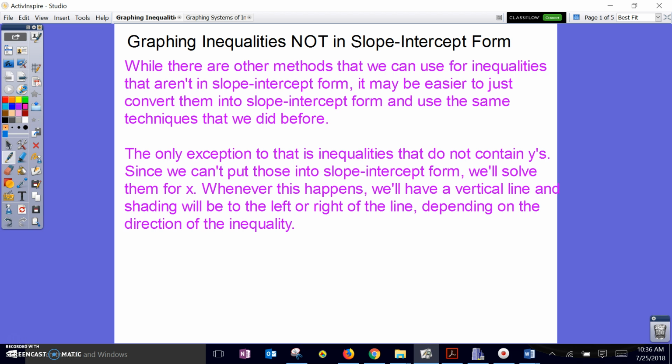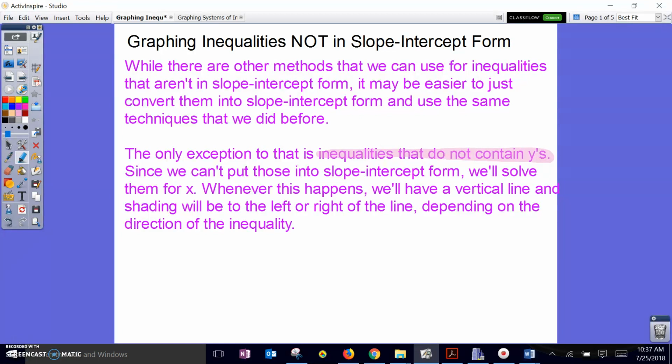But to keep things unified and simple for you, my recommendation is that when you have an inequality that's not in slope-intercept form, you convert it into slope-intercept form. So whatever the inequality looks like, you solve it and you get y by itself on one side of the inequality. And then you can just use the techniques that we used in the last video to graph inequalities that are in slope-intercept form. The only time you run into a problem with this is when we have an inequality that does not contain a y, because we can't put it in slope-intercept form.